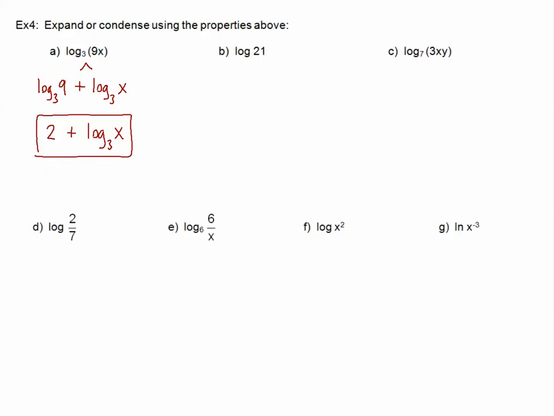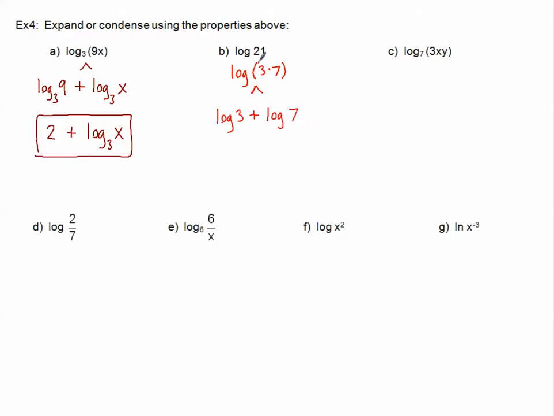Our second example is the log of 21. Now I see that I'm missing a base, so that must imply that it's a 10, that this is a common logarithm. Okay, great. 21, okay, that's not very helpful. Maybe I write 21 as a product. Maybe I write it as 3 times 7, or 7 times 3. That's fine, because then I can employ my product property again and split this up into two separate logarithms, the log of 3 plus the log of 7.